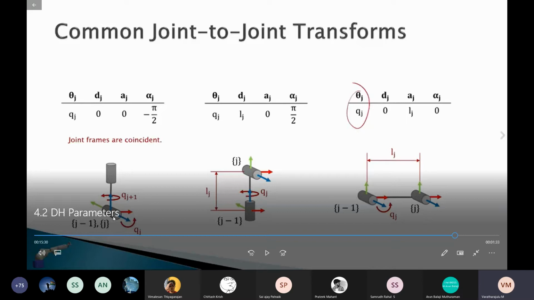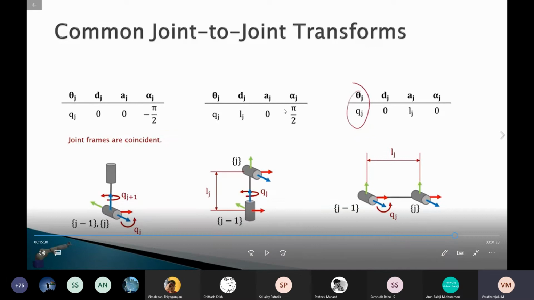Here the rotational transformation occurs at the same point, and this distance is given for our understanding. But here there is a translation motion with an amount of Lj, and here we are applying minus pi by 2, and in the second case we are applying a positive pi by 2, where we are applying a negative and where we are applying a positive pi by 2.